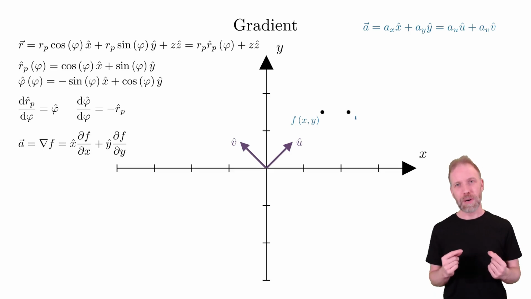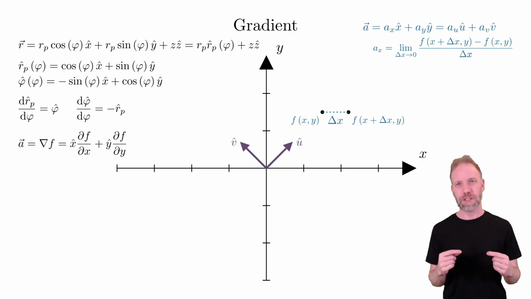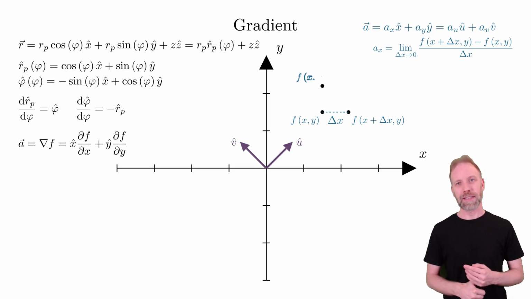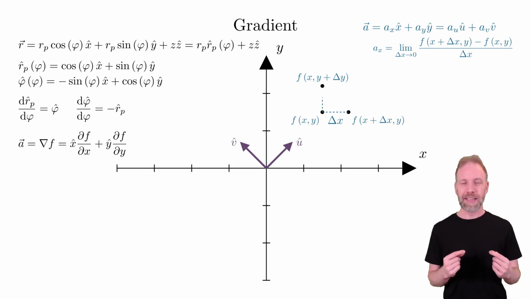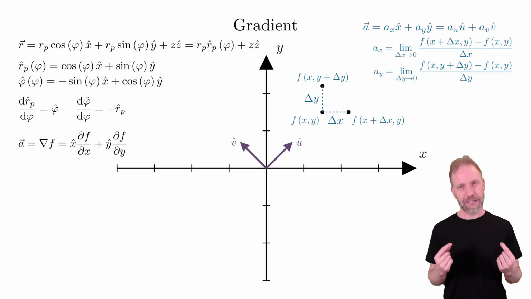To get the x component, you will take one small step delta x in the x direction. Then, per definition of the partial derivative, we take the difference between these points and divide by the step delta x. And then let delta x go to 0. To get the y component, we take the small step delta y in the y direction instead. This gives us our two components for the gradient.